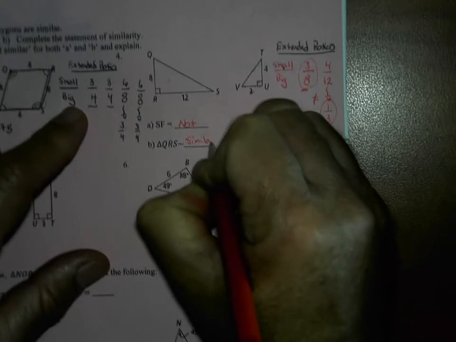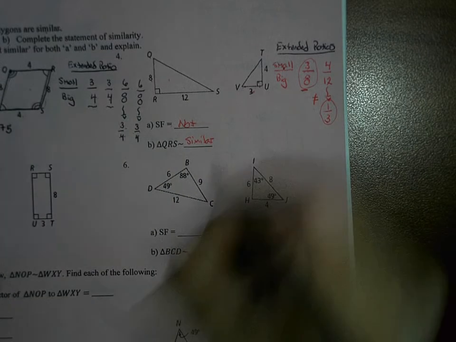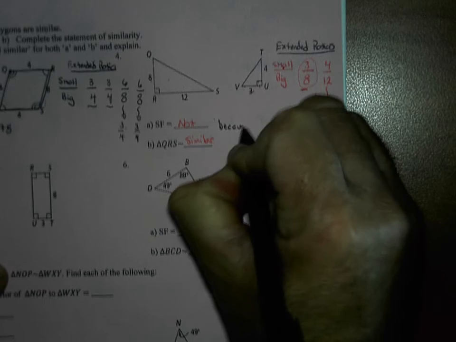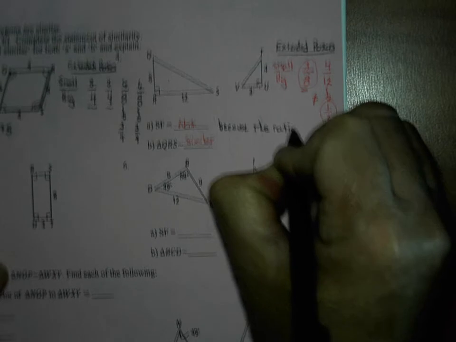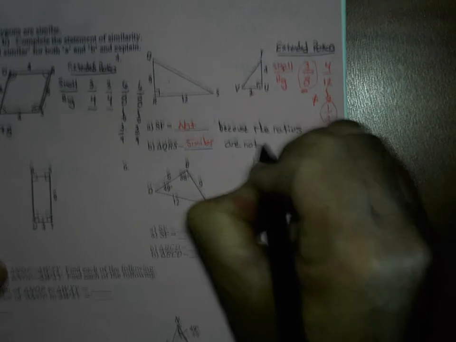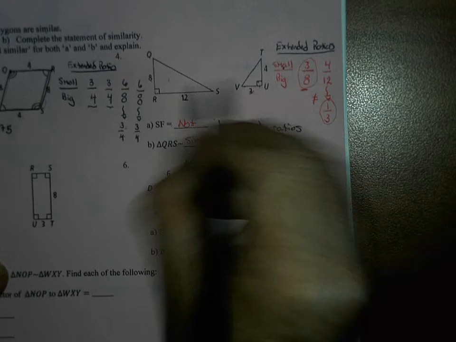Okay, and then it said explain. So how would we explain that these shapes are not similar? This would be because the ratios are not equal. The ratios have to be equal in order to make two shapes similar to one another. Okay, moving on to number 5.